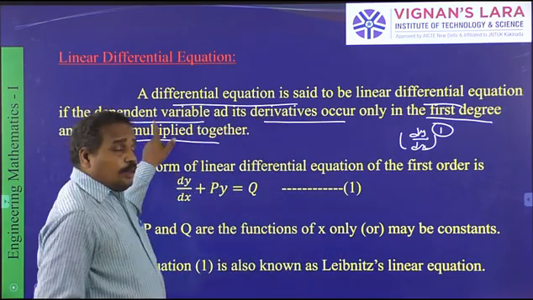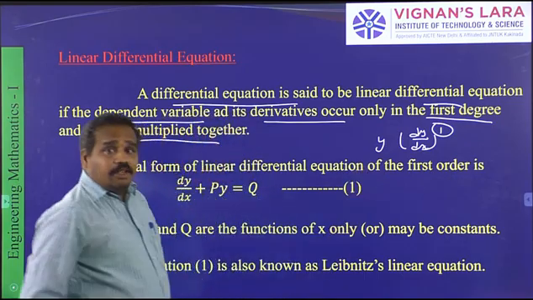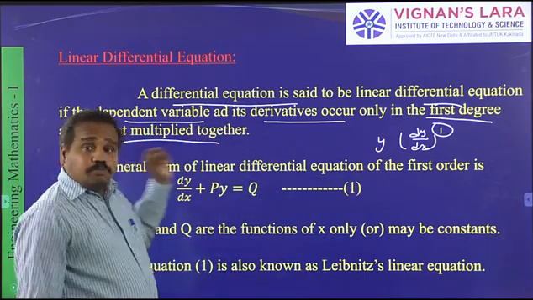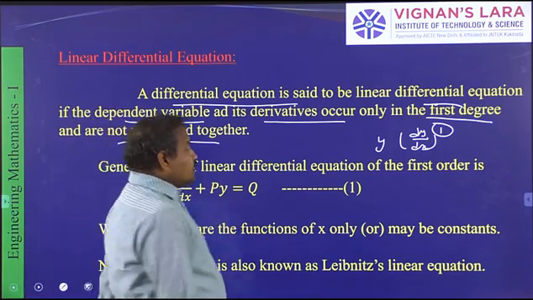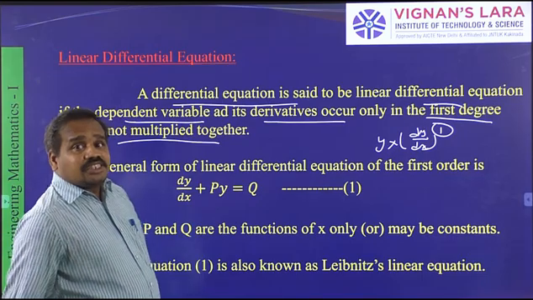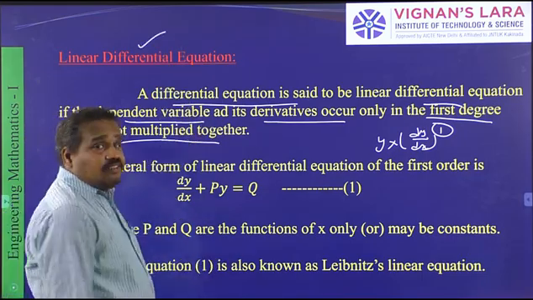So here, what is the dependent variable? y. So y and dy by dx occur in the first degree form and are not multiplied together. In the equation these two are not multiplied together. Such type of equations are said to be linear differential equations.